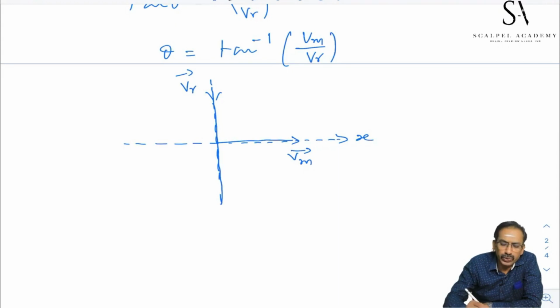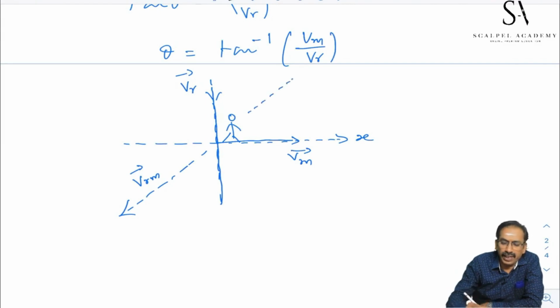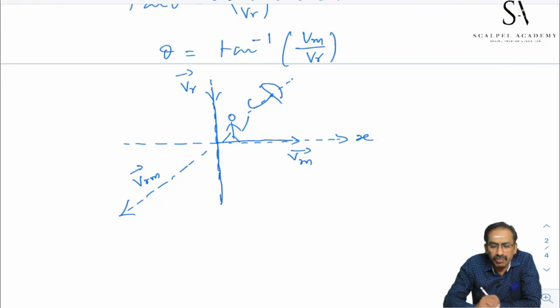This man has to hold the umbrella in the resultant velocity direction. This is the VRM velocity direction. The man has to hold the umbrella like this in order to protect himself from rain.